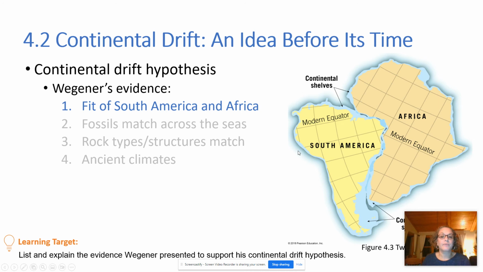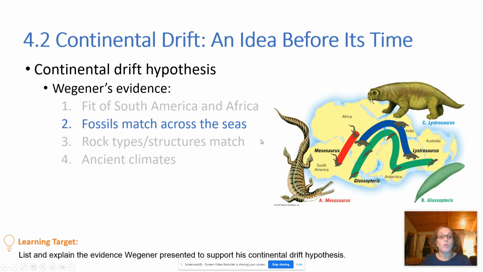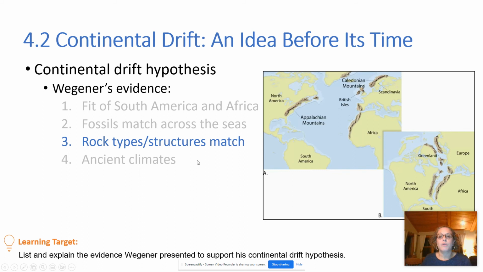Secondly, that the fossils match across the seas. Hopefully you got some more detail about that in the Smart Figure video, going into some specifics about the types of organisms that were used as fossil evidence by Wegener. And number three, that rock types and structures seem to match across the continents.